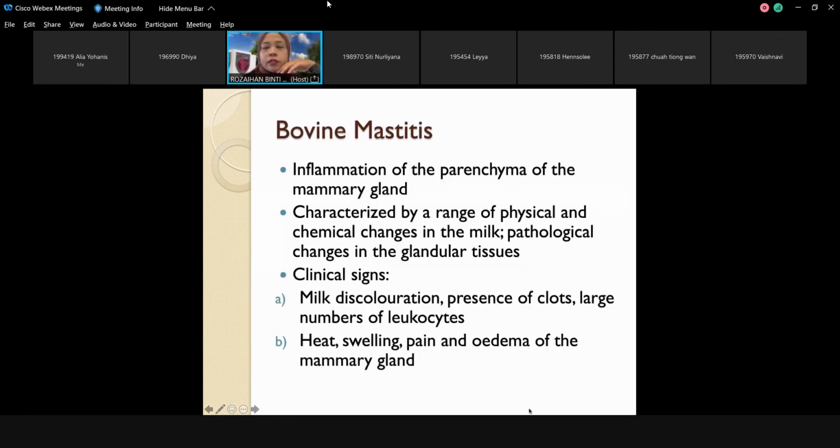Okay, do you guys have any questions so far? Okay, can we proceed with bovine mastitis?